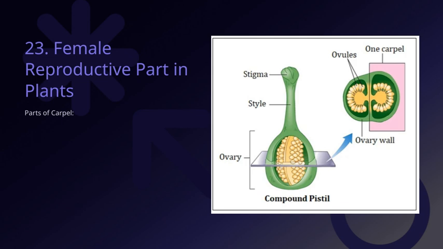When pollen reaches the stigma, it germinates and grows down through the style to reach the ovules in the ovary, leading to fertilization. Recognizing these parts and their functions helps us understand the complex process of plant reproduction and how flowers ensure the production of seeds for next generations.